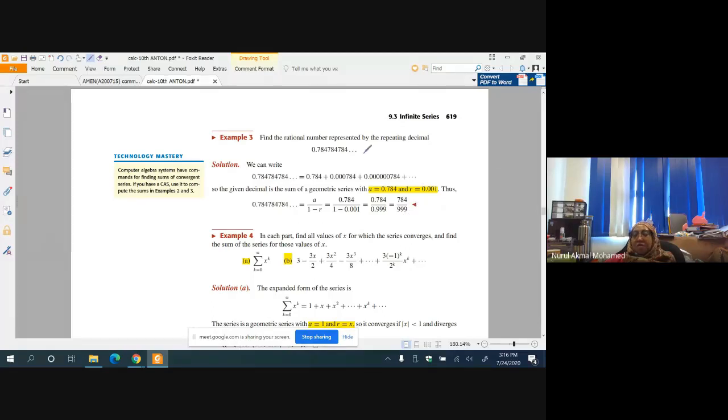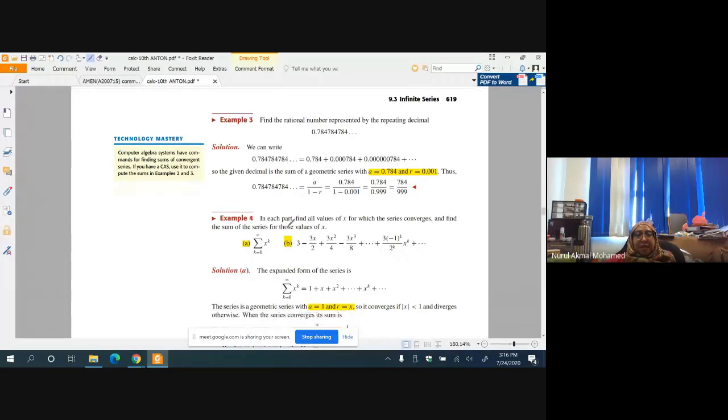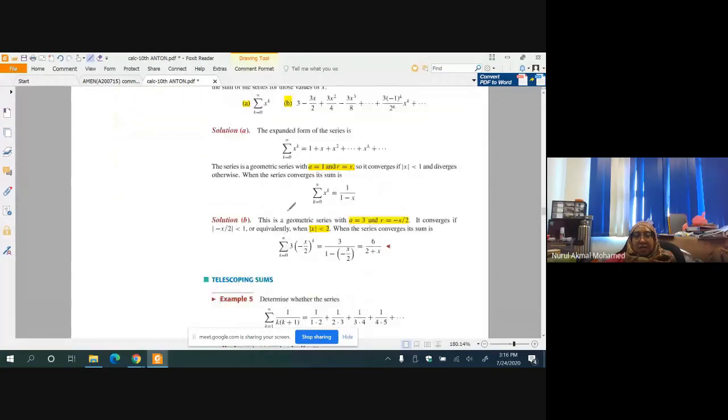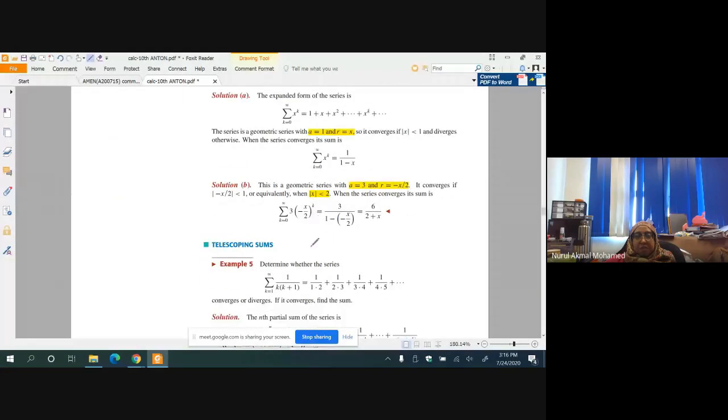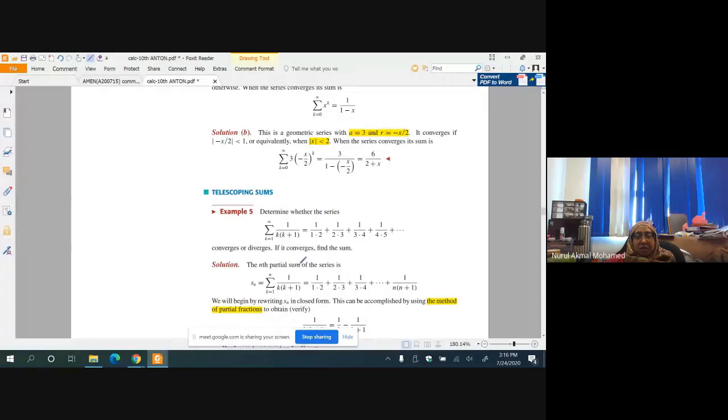Okay, I think you can also check with the calculator. And then I think you can do all this at home. They are all geometric series.